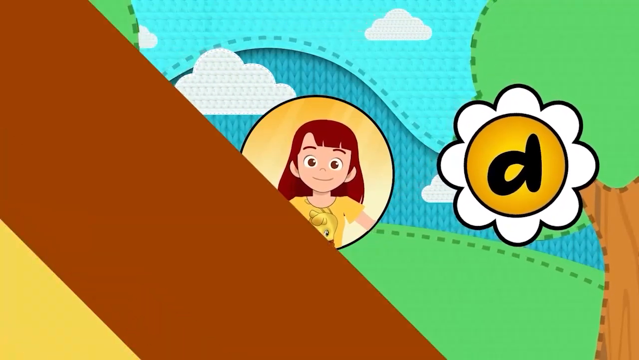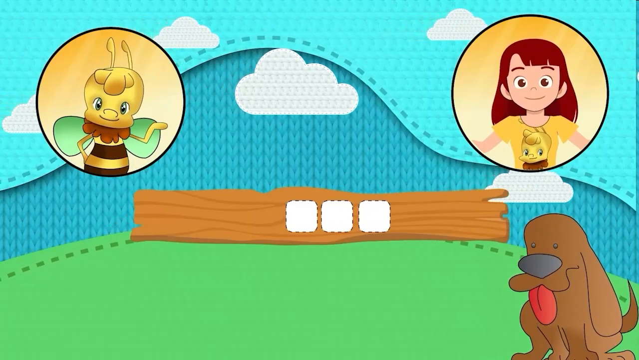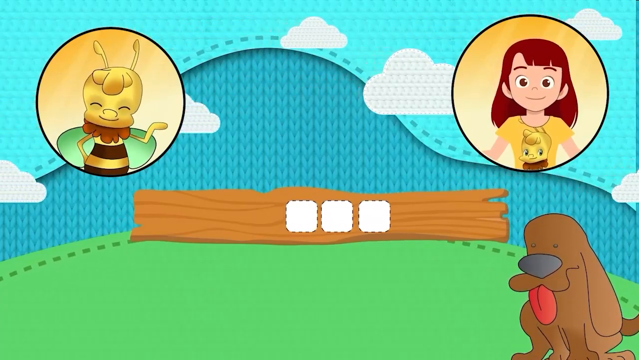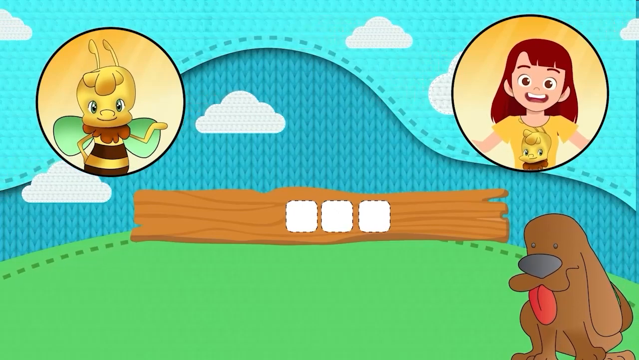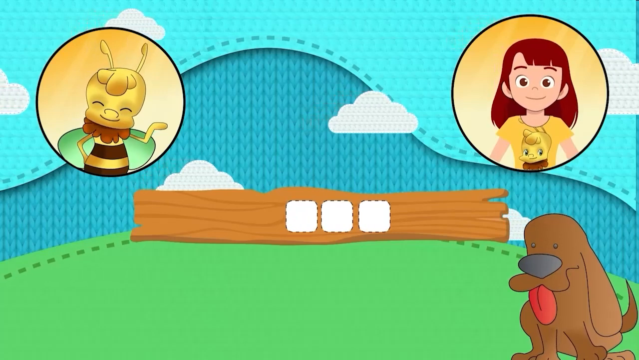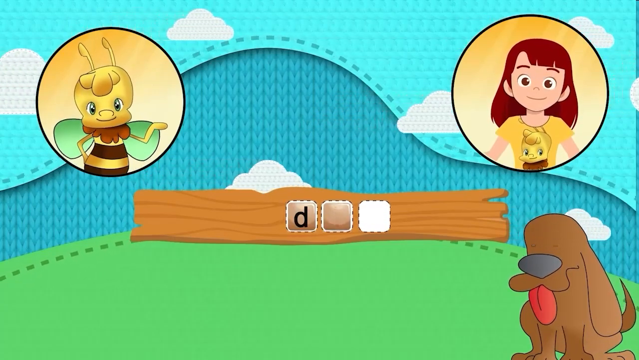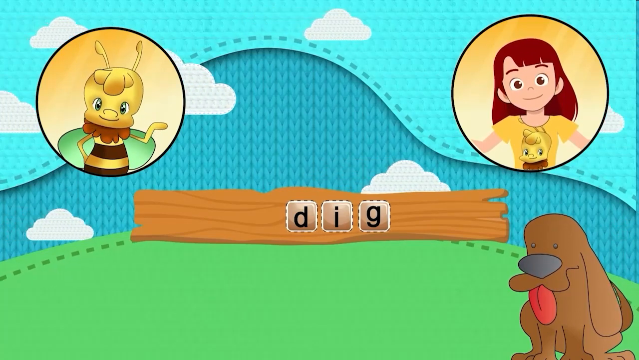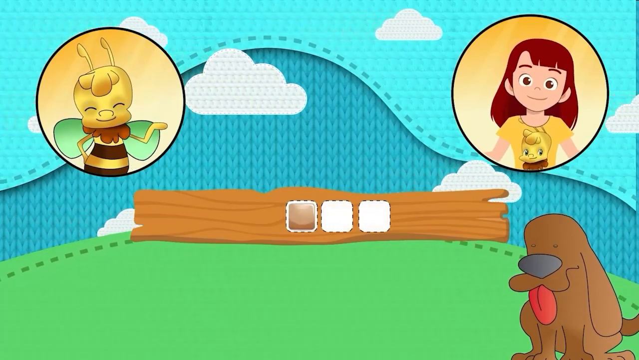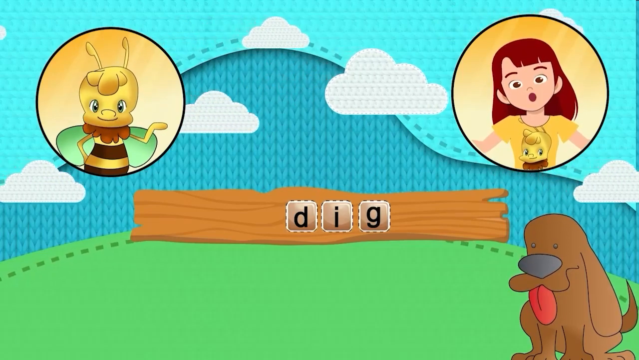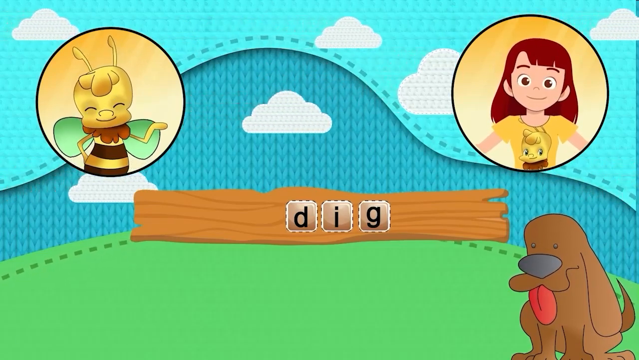Let's say it again. D. We spell dog, duck, and dig using the letter D. Dog, stop digging and teach us how to spell dig. D. I. G. Dog, will you spell it again? D. I. G. Let's spell dig with dog.